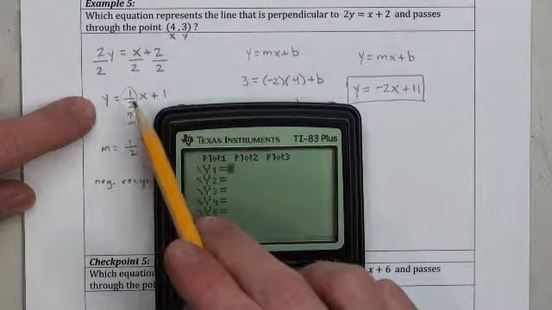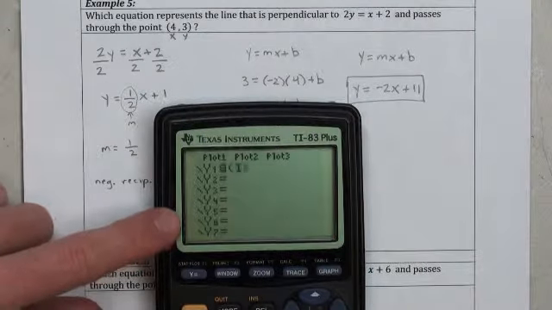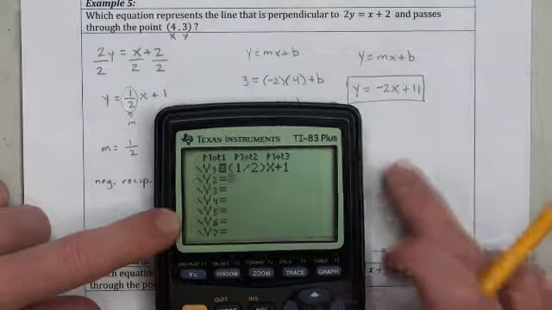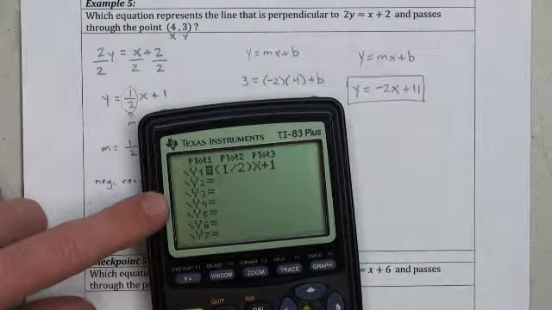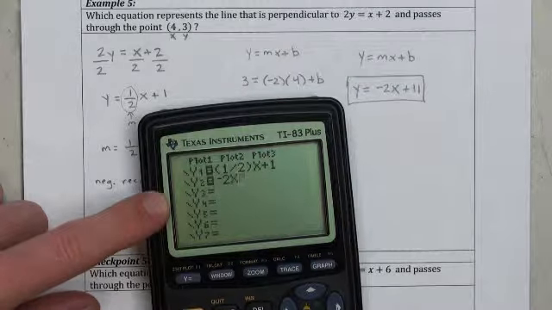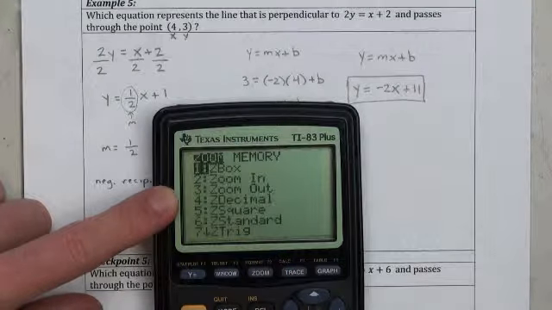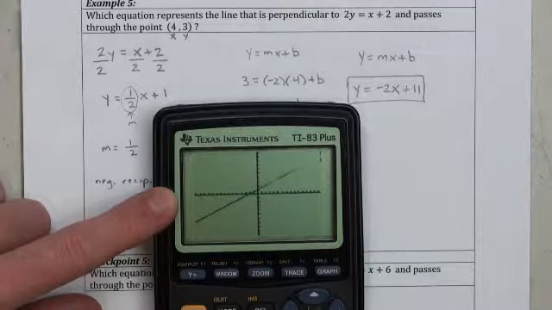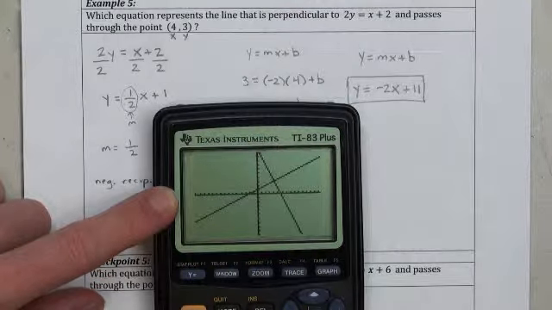So let's plot this. Y equals 1/2 x plus 1. Graph the second one. Y equals negative 2x plus 11. Hit zoom. Go down and hit z square. And they should look perpendicular, and they certainly do. Okay, so you just checked to make sure that you got the problem right. Now, do checkpoint 5 on your own. Then you can turn this sheet over.